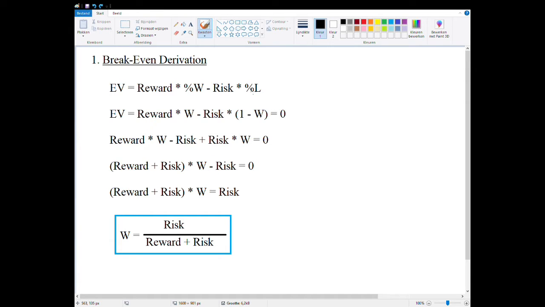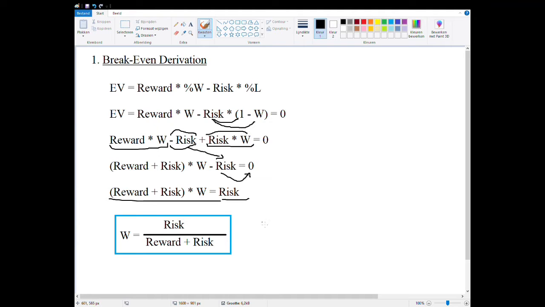All right, and the next step is we just distribute. So risk and here. Now this first one is negative risk, and the negative times the negative becomes positive. Okay, really easy. Then we factor out the W, move risk to the other side, and we divide by reward plus risk on both sides. Alright, hopefully that's not too new. So this is the formula for break-even win rate.